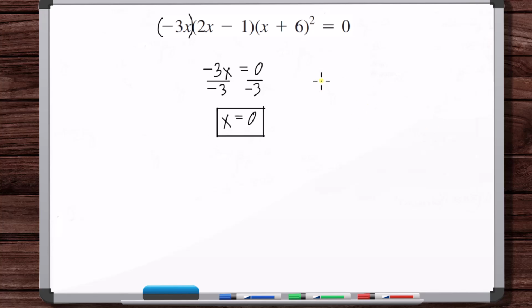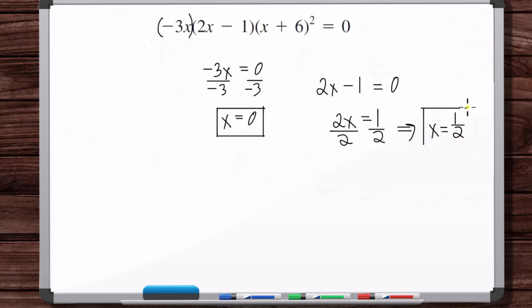Okay, but now any x value that makes 2x minus 1 equal 0 is also going to be a solution. So we add 1 to both sides, and divide both sides by 2. You get x is equal to 1/2. That's also a solution. Now if x plus 6 is equal to 0, that's also a solution.